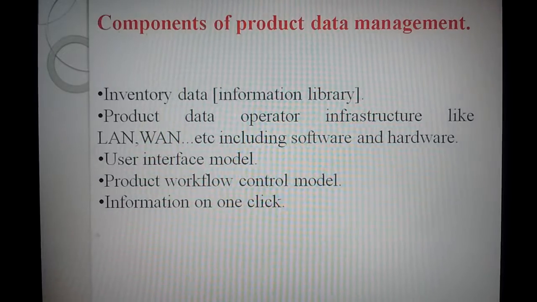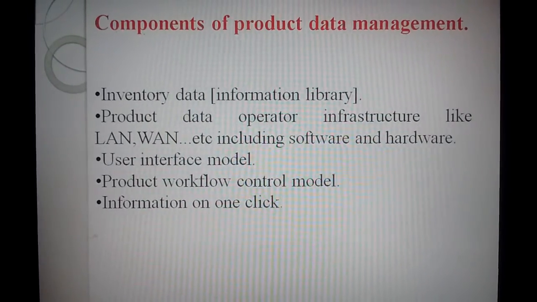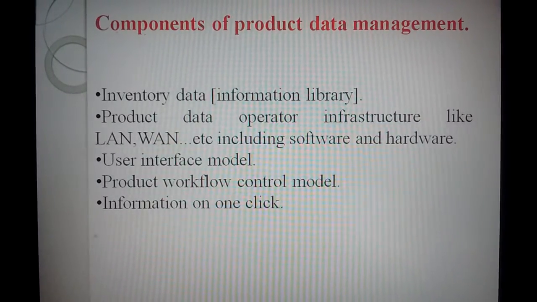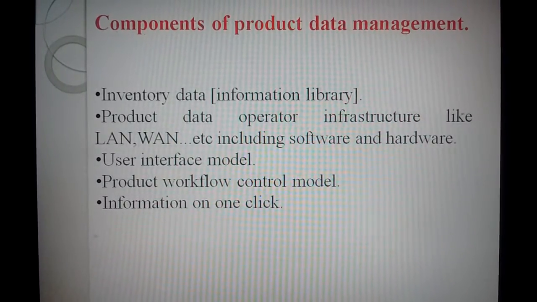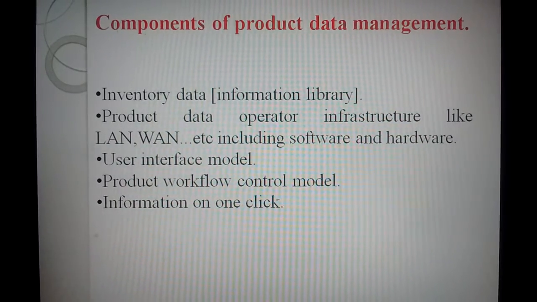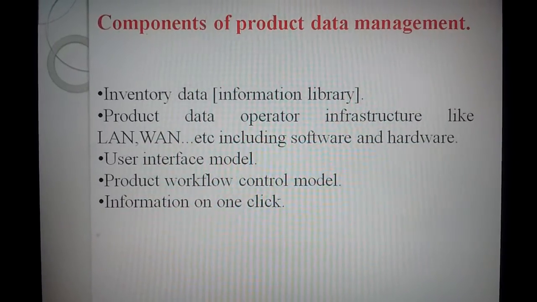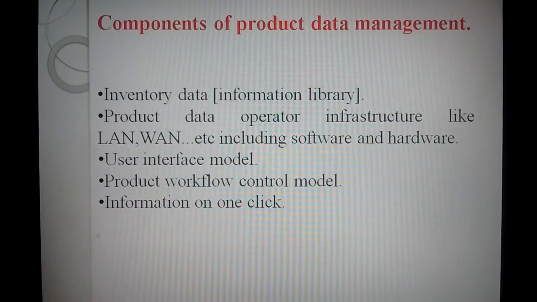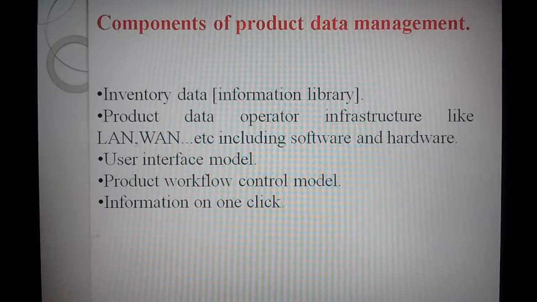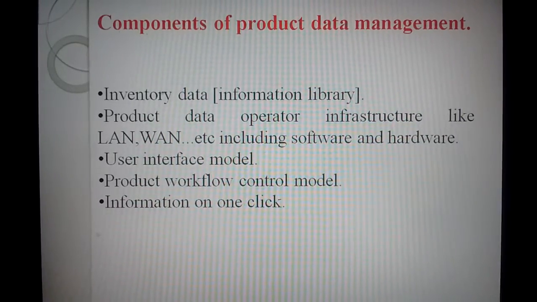So what are the different components present in product data management? Here the inventory data is present. This is one component of product data management. Inventory data is the information library of the products. Initially, how much data is present in the industry, and what manufacturing processes are required for that product. Then product data operator infrastructures like LAN, WAN, etc., including the software and the hardware.